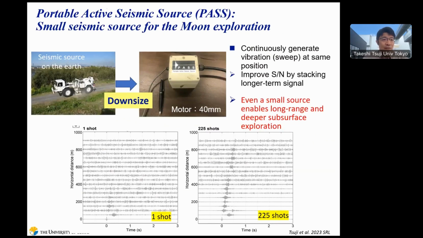So we developed a small seismic source. We call it the portable active seismic source, the PASS system. The size is very handy, about 4 centimeters, inside this box. But using this seismic source, the signal propagates close to 1 kilometer. In the bottom right figure, the vertical axis is the distance from the seismic source to the seismometer, so you can see the signal propagates close to 1 kilometer, even from such a handy-sized seismic source.